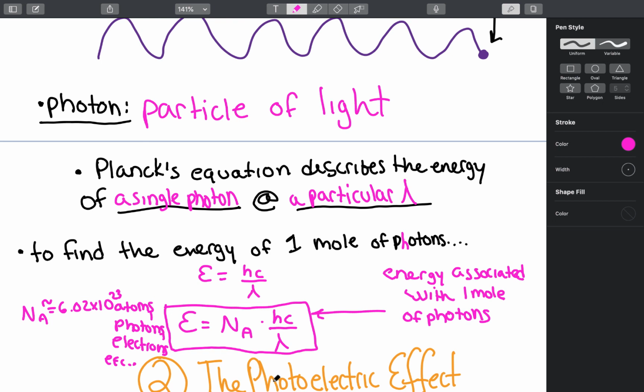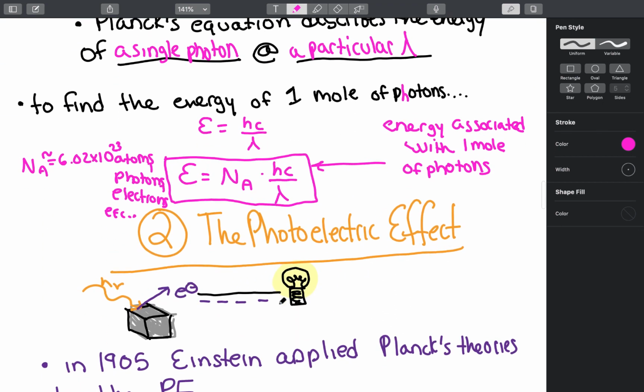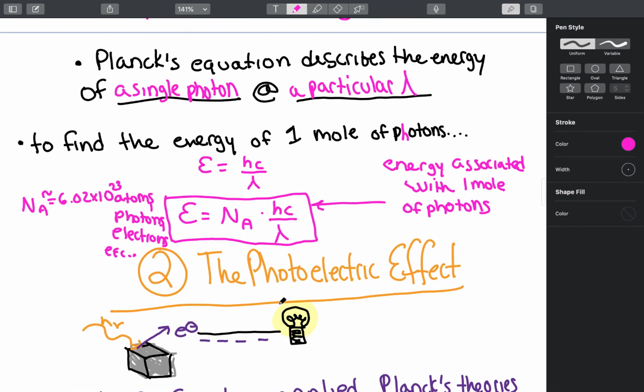Okay, so now that we have an understanding of how energy is quantized and how to solve for the energy associated with a particular photon, we can now apply these ideas to the photoelectric effect. So let's describe what the photoelectric effect is.